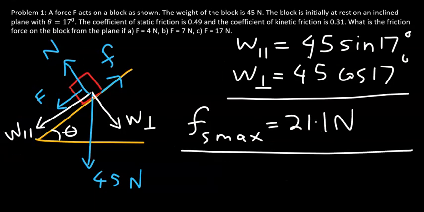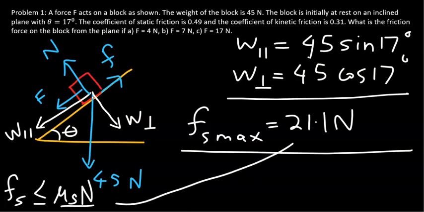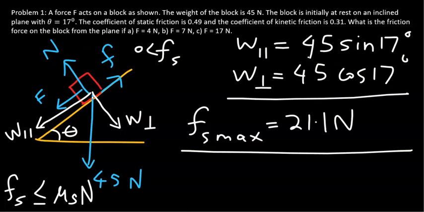Another thing to recall about static friction is that static friction is given by an inequality. So the maximum static friction is mu sub s, which is the coefficient of static friction, times the normal force, and this upper limit is given by that value. More strictly, we can write the value of static friction to be greater than 0, but less than or equal to, in this case, 21.1 newtons.